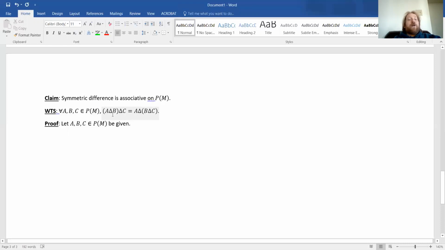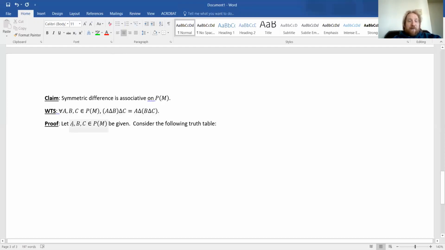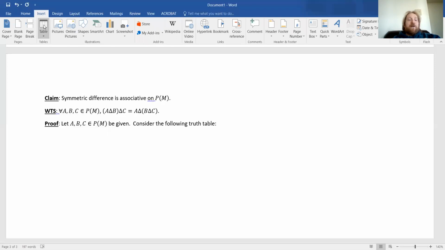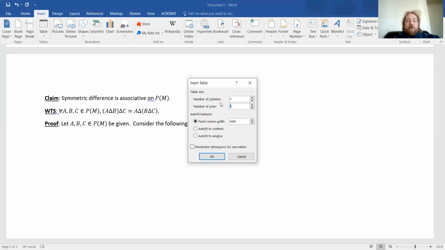And we know from foundations, the way we prove it is to make a truth table. So consider the following truth table. We know the truth table will have to have 8 rows because X is a member of A, X is a member of B, X is a member of C. There are 3 independent statements. So we will need the heading row and 8 rows below it for 9.